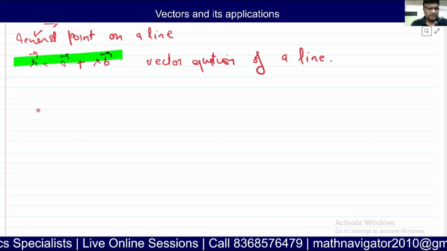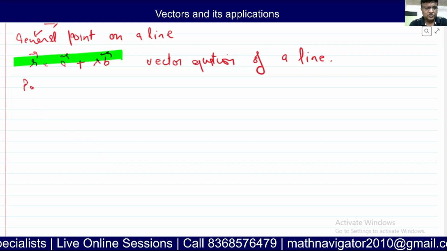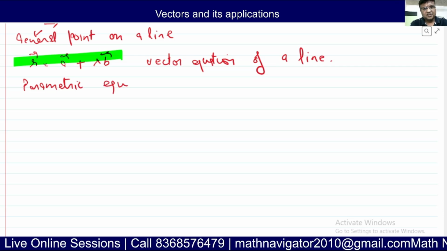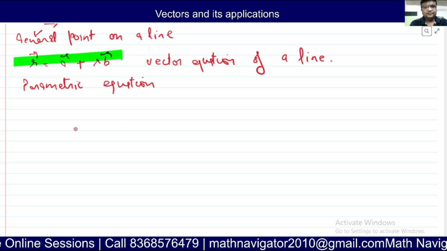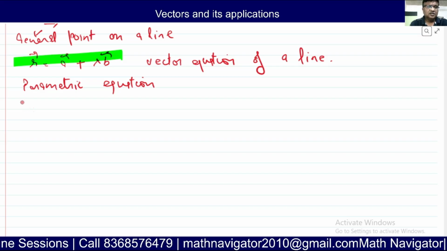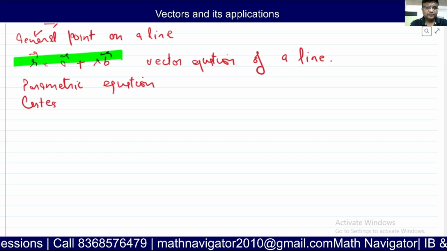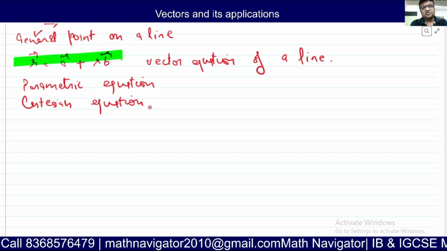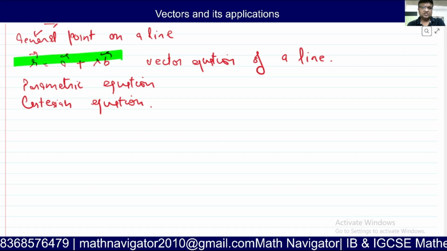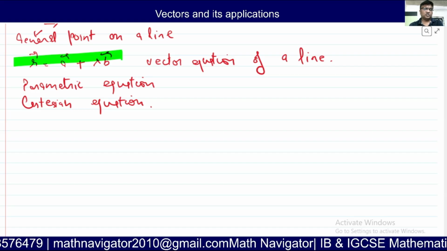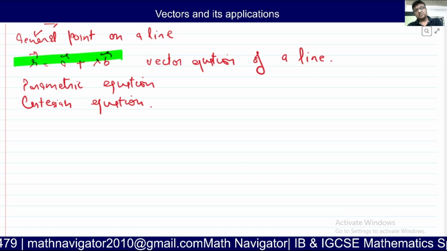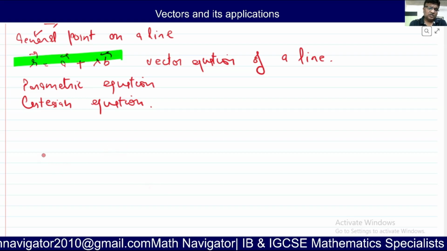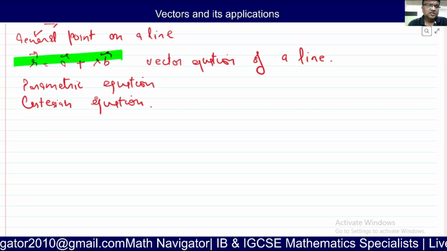Now we have two more types of equations: the parametric equation and the third one, the Cartesian equation. Normally this Cartesian equation is what you do in the lower classes: y is equal to mx plus c. What is a parametric equation, what is Cartesian equation, and what is vector equation, we'll discuss. First, I'll give you one question so that we can understand how to plot the equation of a line.